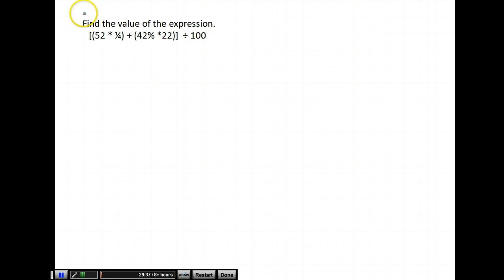Okay, here's another one. Find the value of the expression. So 54 times a fourth here. Here's a percent. I'm going to change over to a decimal by moving my decimal 2 places to the left.